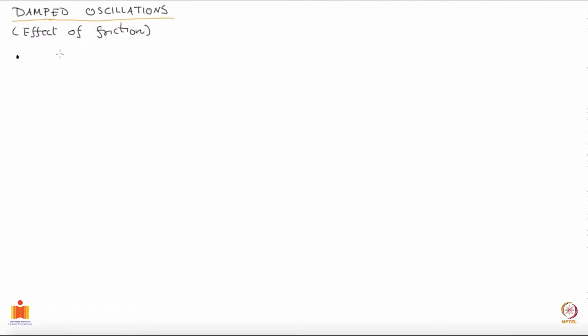So generally friction will be present. That we know from our experience. And when our oscillations are small, typically the velocities will also be small. And usually the damping forces which are acting on the system, the frictional forces, will also be proportional to the velocities.